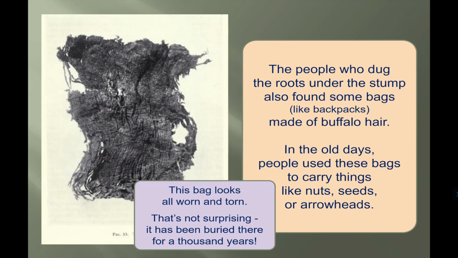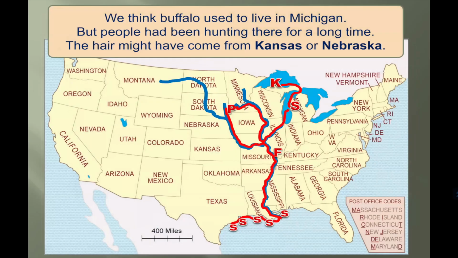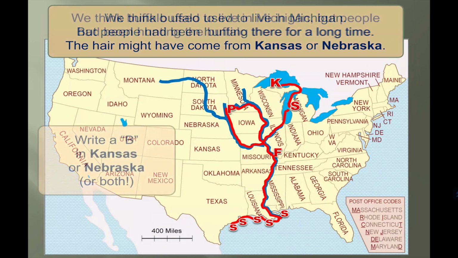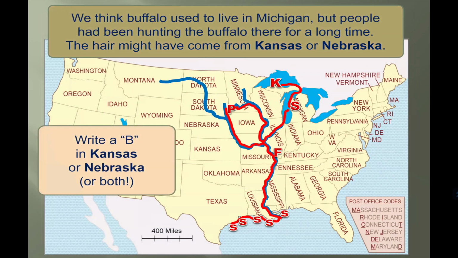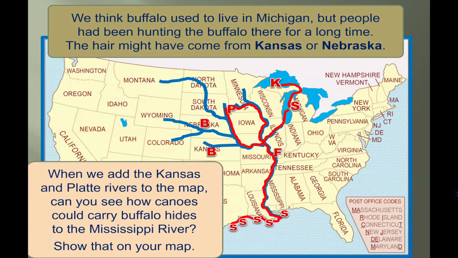It's the first thing that we were able to date with radiocarbon. And we know that buffalo used to live in Michigan, but they probably were all killed off by that time. So the hair might have come from Kansas or Nebraska or South Dakota. Let's write a buffalo out there somewhere. And we'll add a couple more rivers like the Platte and the Kansas River, and that gives us a nice little canoe route that we can get there.